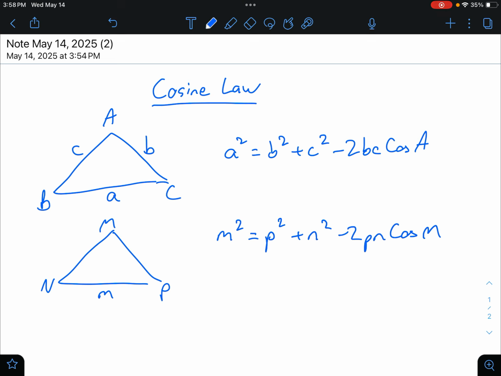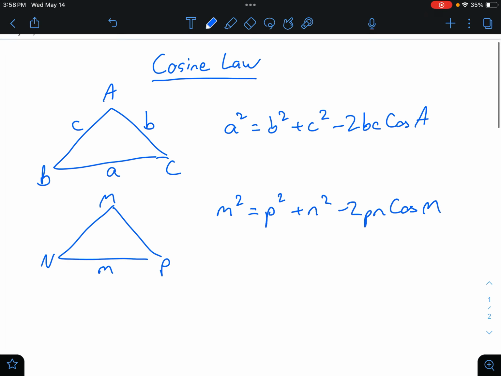Okay? So if you understand that logic, that really helps, because then you can use it in any triangle that's not ABC, and you can use it even in triangles that are not labeled at all. You might just have side lengths with no labels. So this is the cosine law.